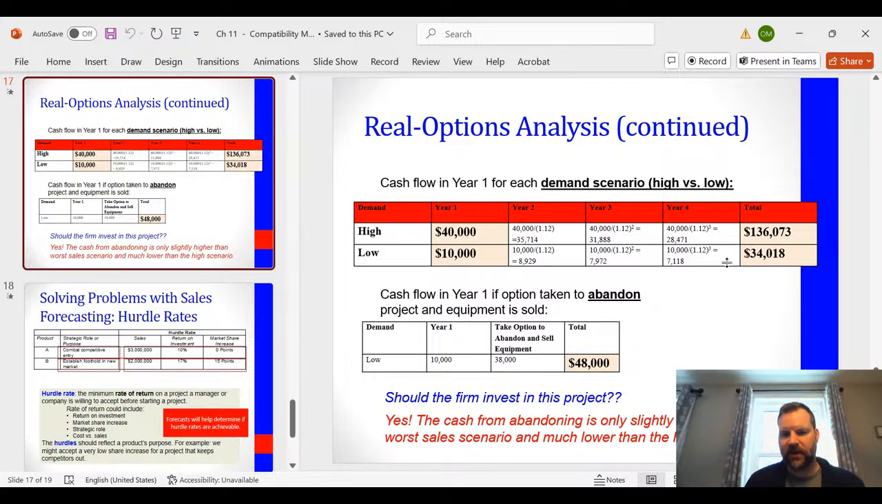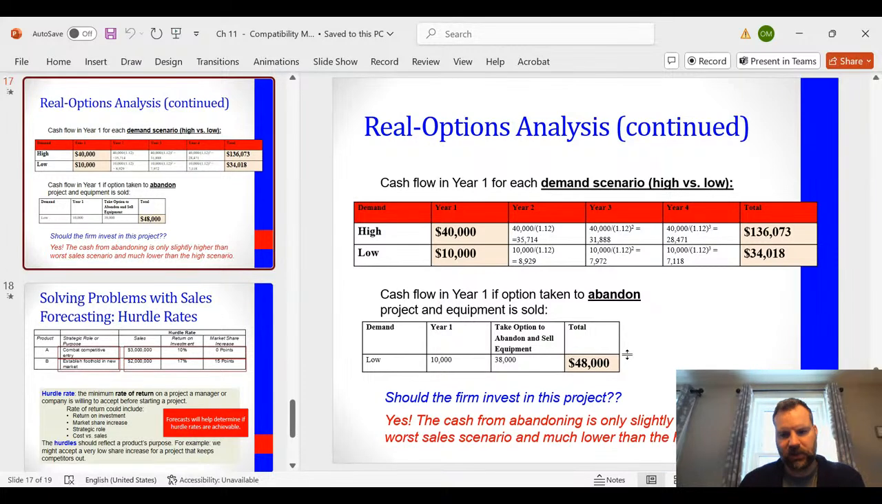Technically, the low end, if you really bomb, does worse than the abandon option, but not much worse, right? Going from 48,000 to 34,000, there's still a small profit. But you do have a high end here that's multiples higher than the low end. So in this case, you would say, you know what, there's not a lot of risk in just pushing through, but there's a payoff after a few years if we're able to move forward with this project.